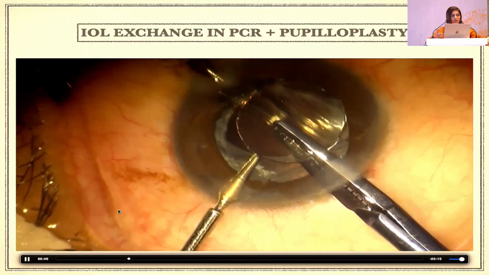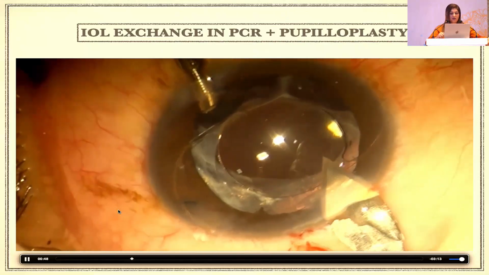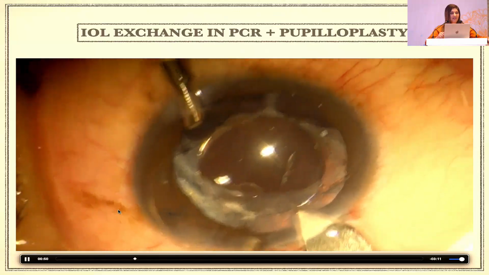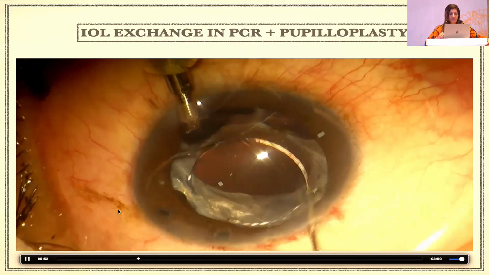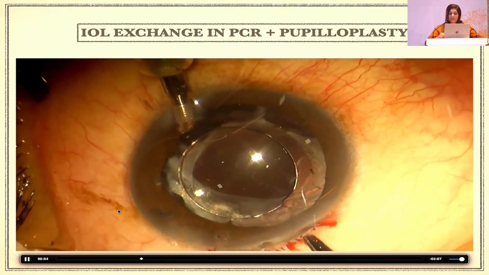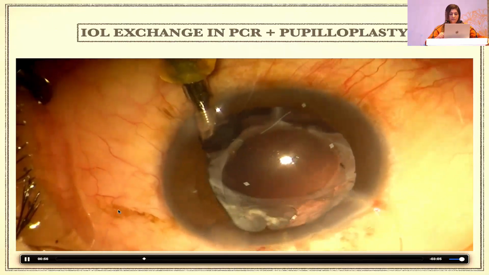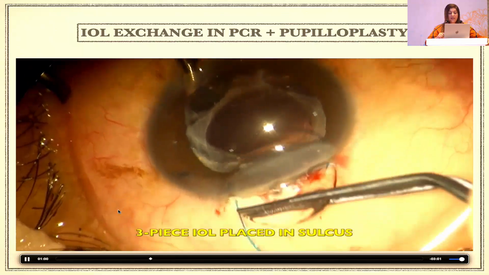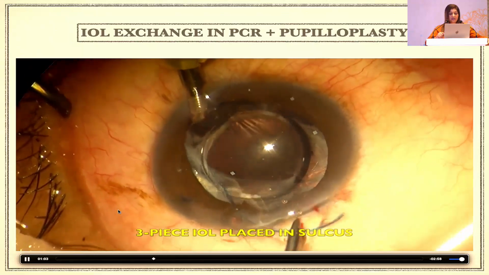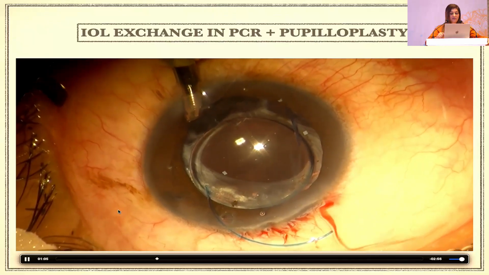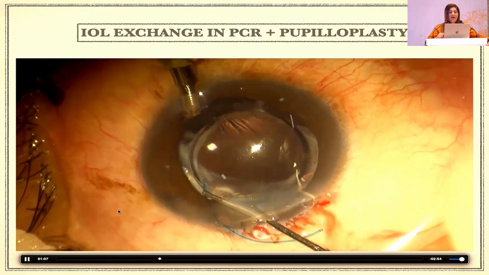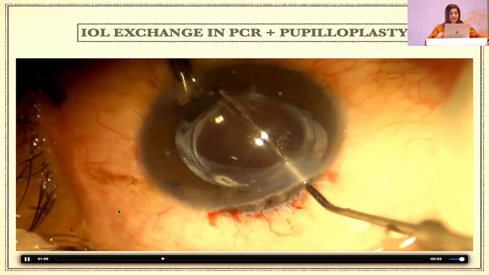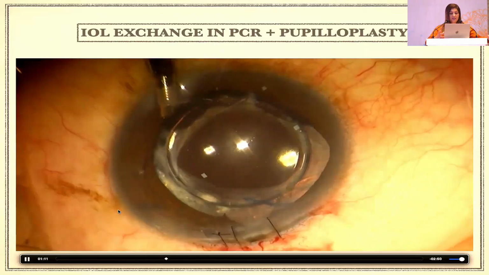So the best thing is to just explant this intraocular lens. I had to enlarge this incision at this point of time, and then I just removed this. But there is a fluid infusion going on in the eye at this point, and that is a very important thing. And then I would just replace it with a 3-piece intraocular lens, which is placed into the sulcus.